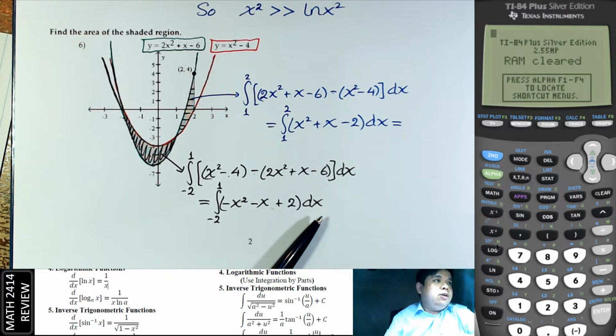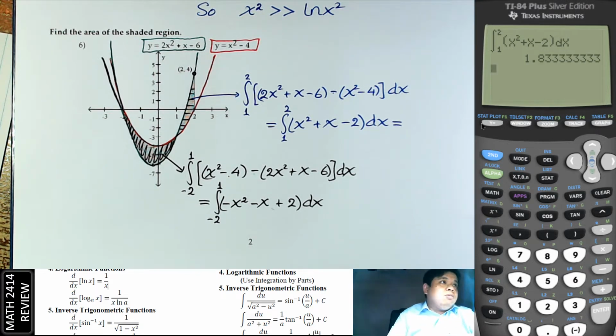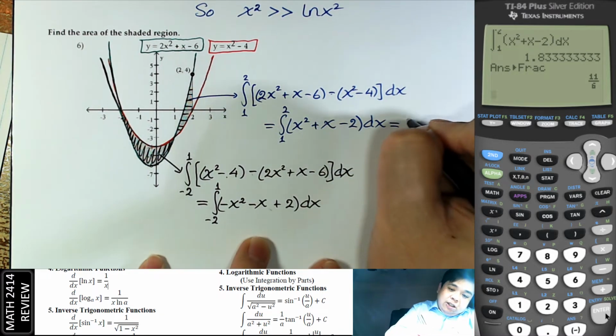So, math number 9, we'll go from 1 to 2, x squared plus x minus 2 dx. That gives us, we can change to fraction, 11 over 6.